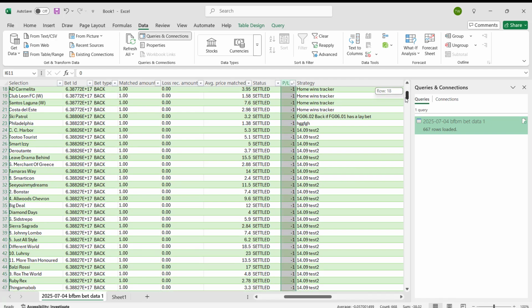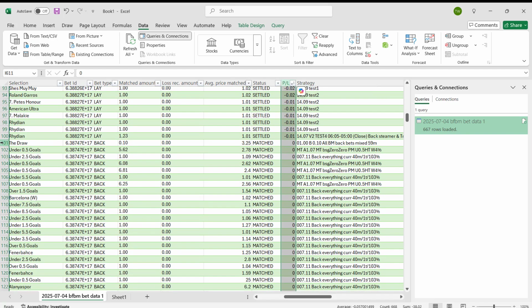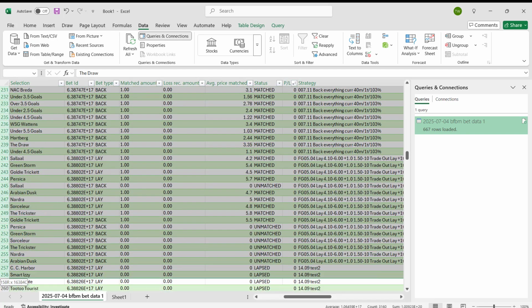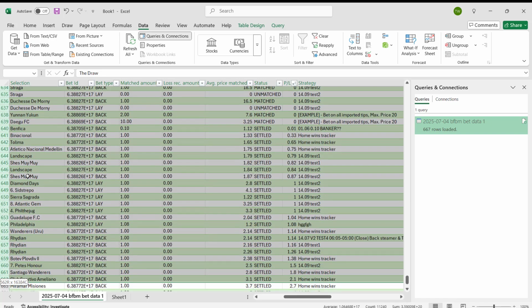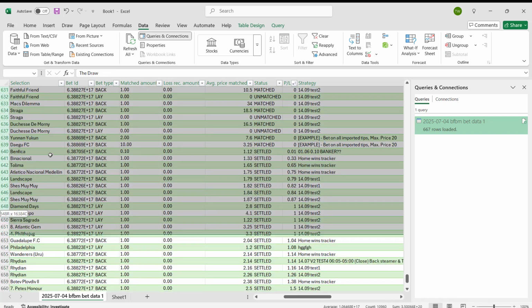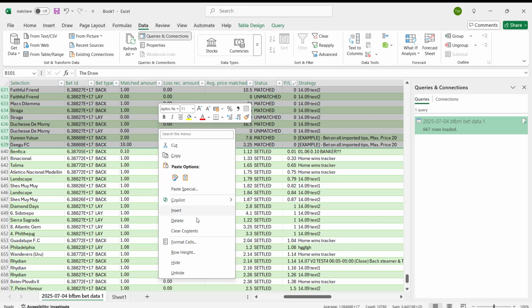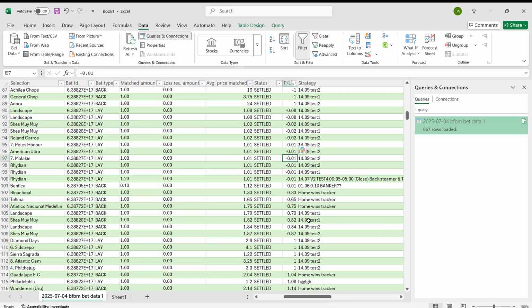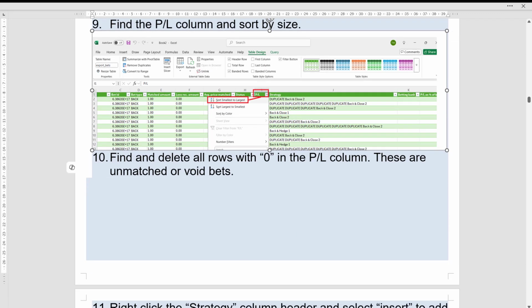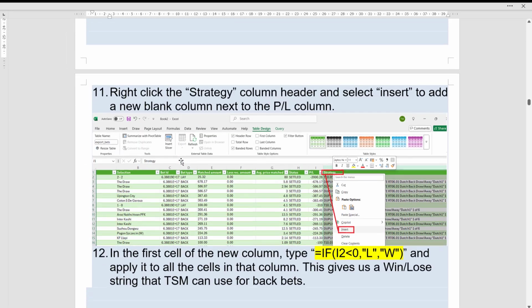And then I'm going to scan down. I'm going to find where the zeros begin, left click here, and I'm going to delete all these zeros. I don't want these. I don't need these for my analysis. Right click and delete. They're gone. Bye. And then we're left just with winners or losers. So once we've sorted, we find and delete all the rows with 0 in them, the unmatched or voided bets.